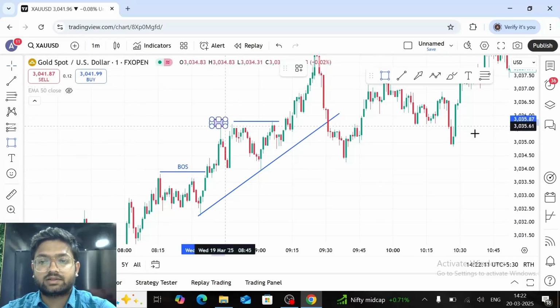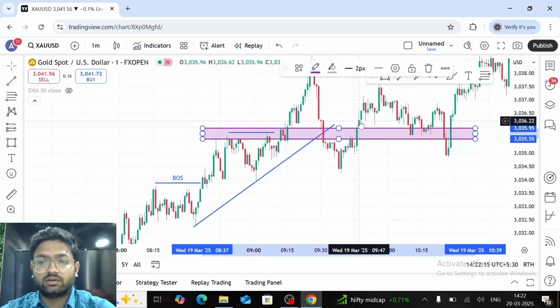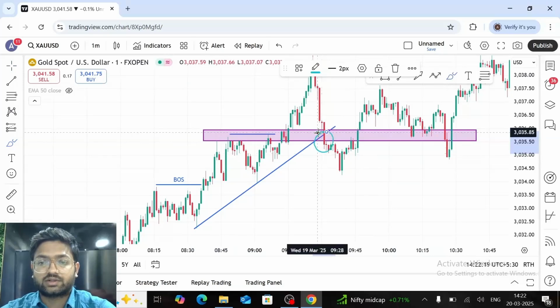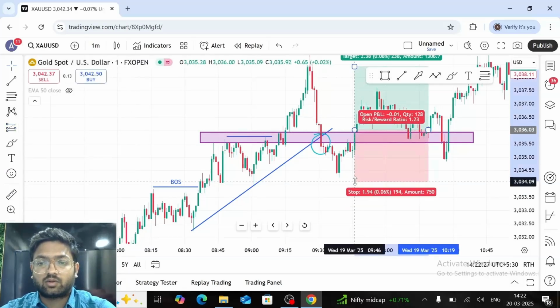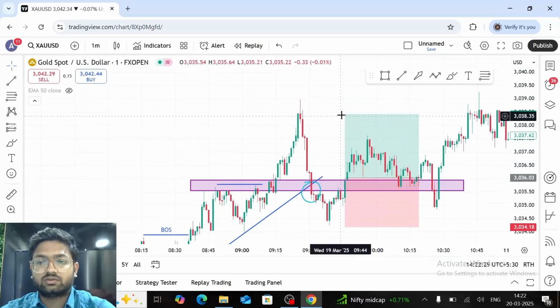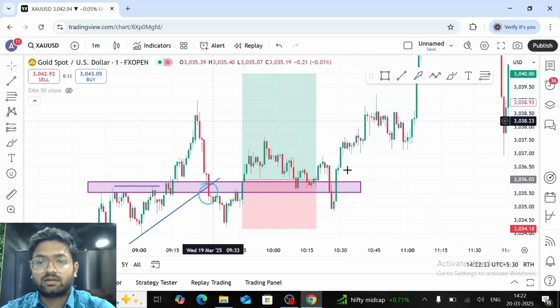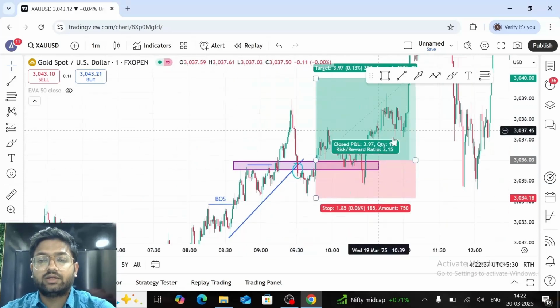This is the nearest resistance zone. Whenever the candle closes above this zone, see here, the trend line is breached on the third touch, and whenever the candle closes above the resistance, we are going to enter a trade. Stop loss below here, at least 1 is to 2. See here, we got a very good trade. So this is how you need to manage the trade.